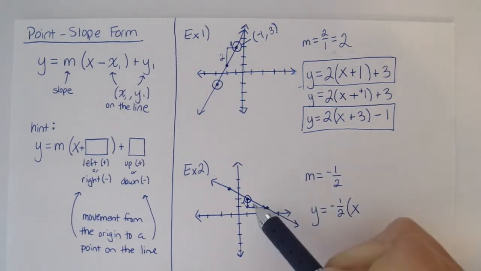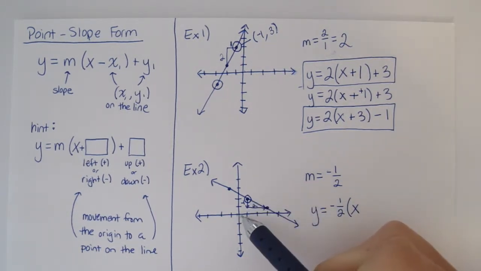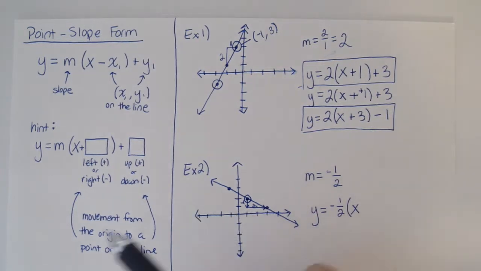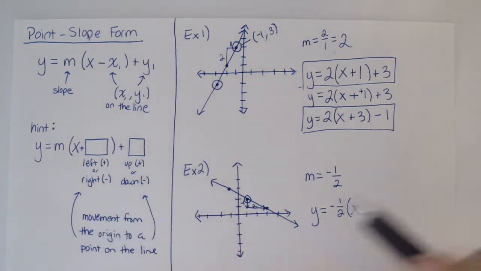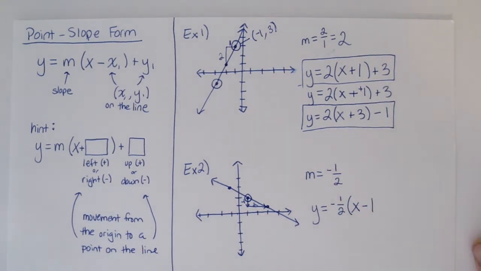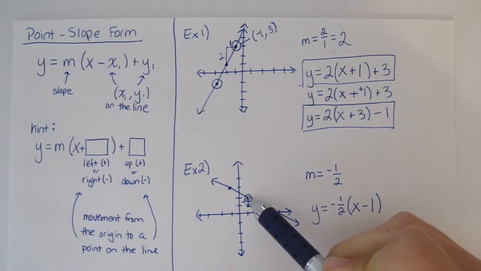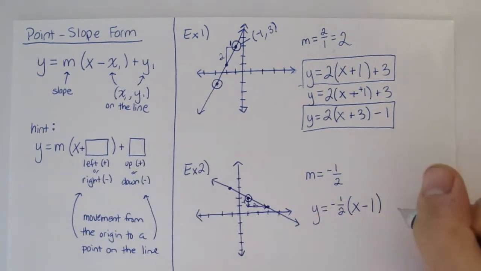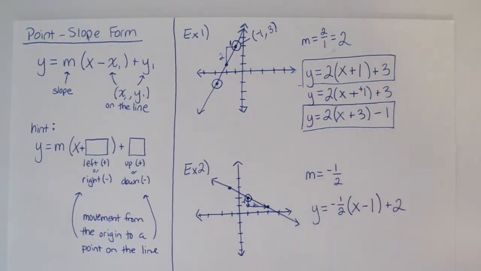And now I want to tell whoever's going to be graphing this to move right 1. And right in point slope form means minus. So I'm going to tell them, okay, move right 1. It's the opposite of what you would think. And then I need to tell them to move up 2. Up means plus, plus 2. That's the point slope form of the line.